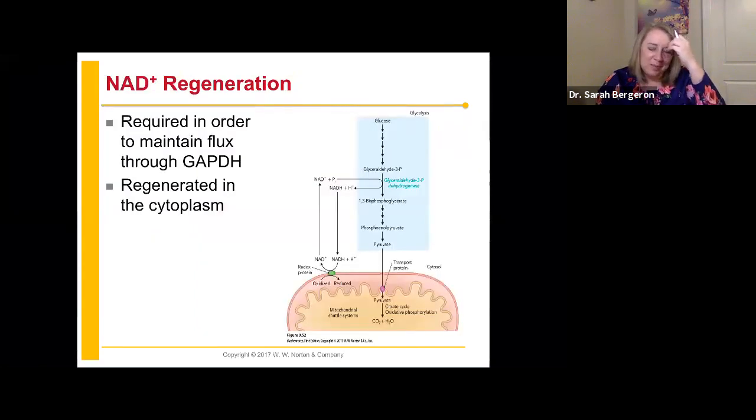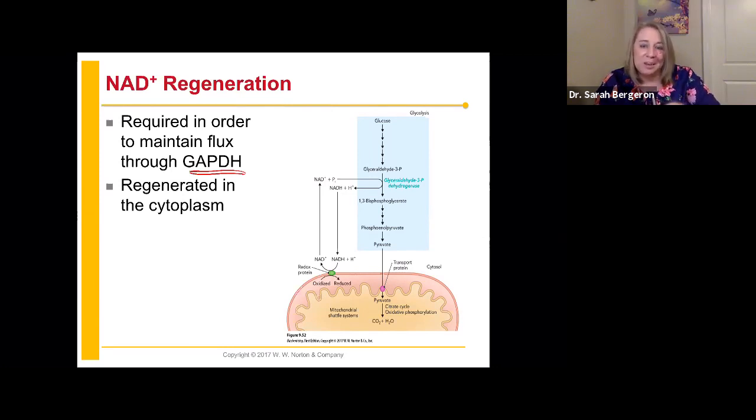So NAD+ regeneration is required to maintain our flux, right? Through our glyceraldehyde 3-phosphate dehydrogenase, right? That's here. So this regeneration can occur in the cytoplasm, right? In the case of lactate and ethanol production, right? But if pyruvate gets transported to the mitochondrial matrix, right, it gets fully oxidized into carbon dioxide and water by the citric acid cycle and oxidative phosphorylation, right?